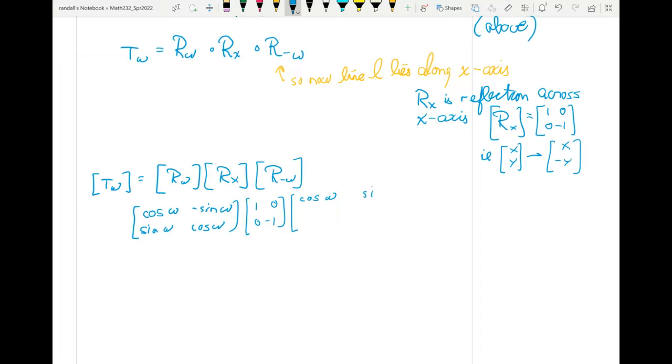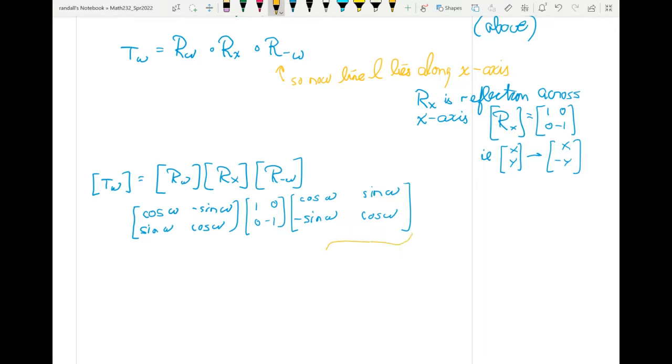So there's two minus signs there, so I get sine omega. But on the bottom, I get minus sine omega. Okay, and then cos omega. So I skipped a step here. I should have written cos of minus omega, sine of minus omega. I should have, but I did it in my head, and I used the oddness and evenness.